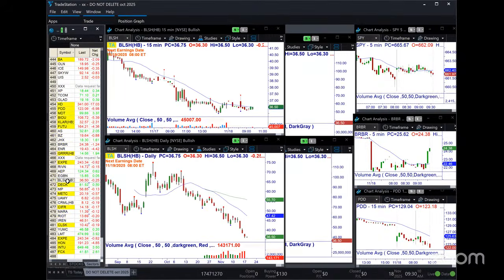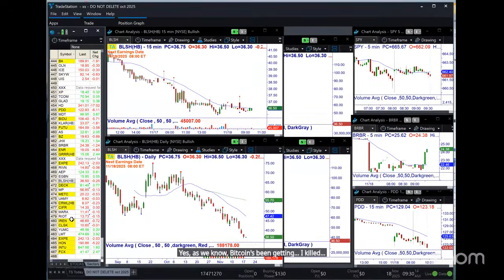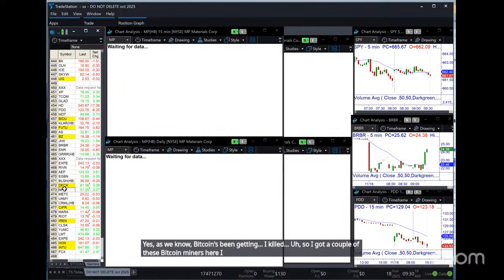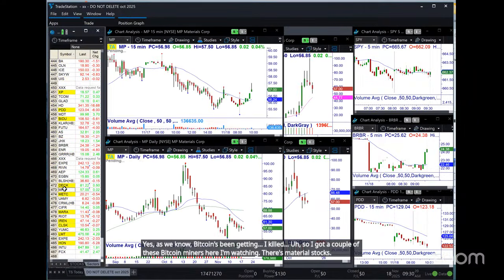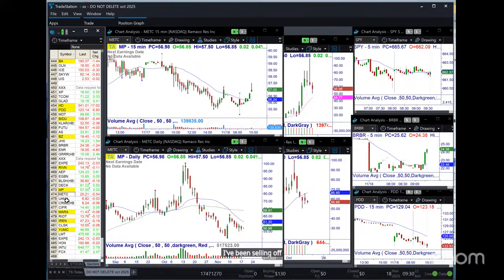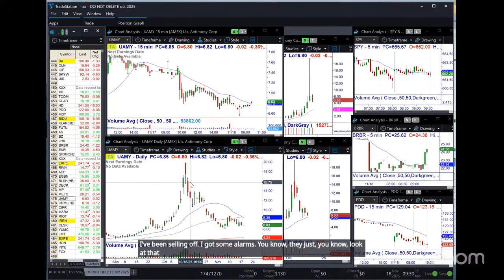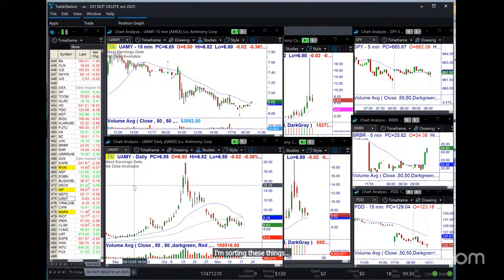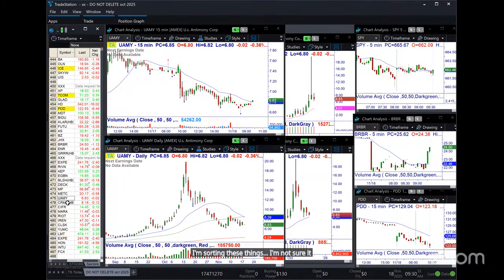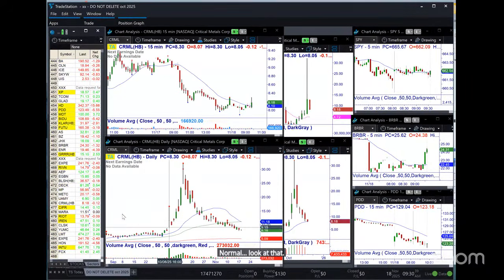Yes, as we know, Bitcoin's been getting killed. So I got a couple of these Bitcoin miners here I'm watching. These material stocks have been selling off. I got some alarms. Look at that. They all became climos, and I was pounding the table over here about shorting these things. And it sure worked. Thermal, look at that. It's nasty, just grinding lower.